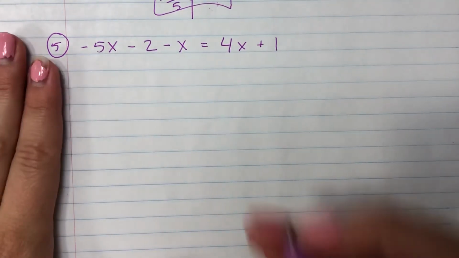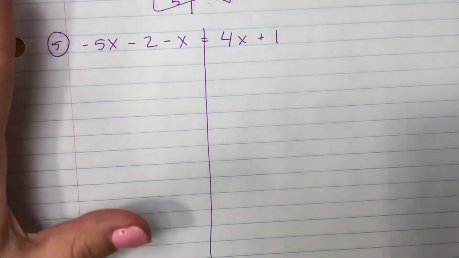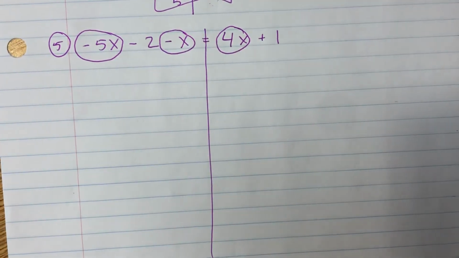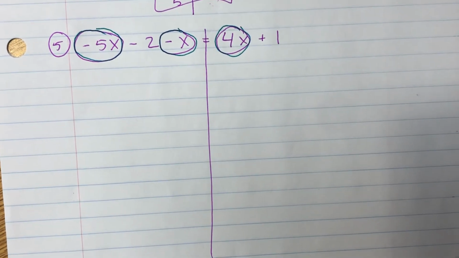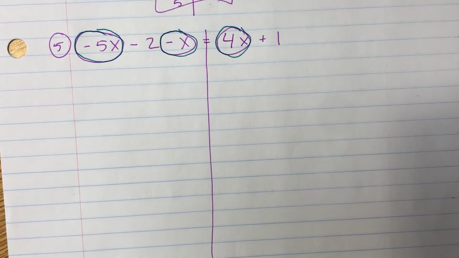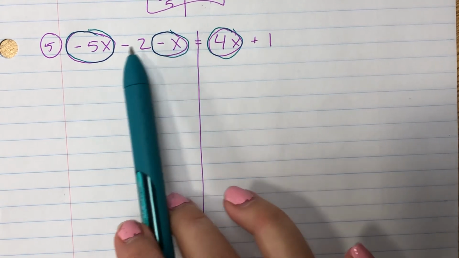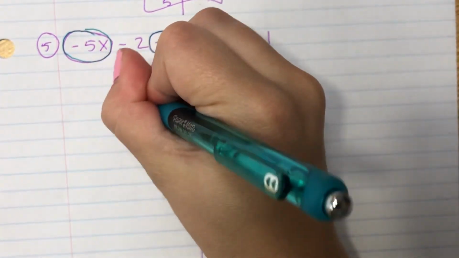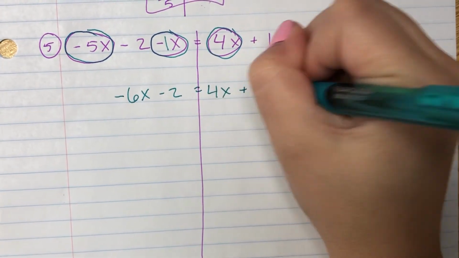Number 5. Last question. So same thing here. We have a like term here. We have a like term here and here. I'm just going to go ahead and do those colors with my other color pen so we don't get confused because there's so much purple or pink. Okay. So let's put these like terms together. We have negative 5x and negative x. Negative 5x, negative 1x together makes negative 6x. And then we have minus 2, we have 4x plus 1.